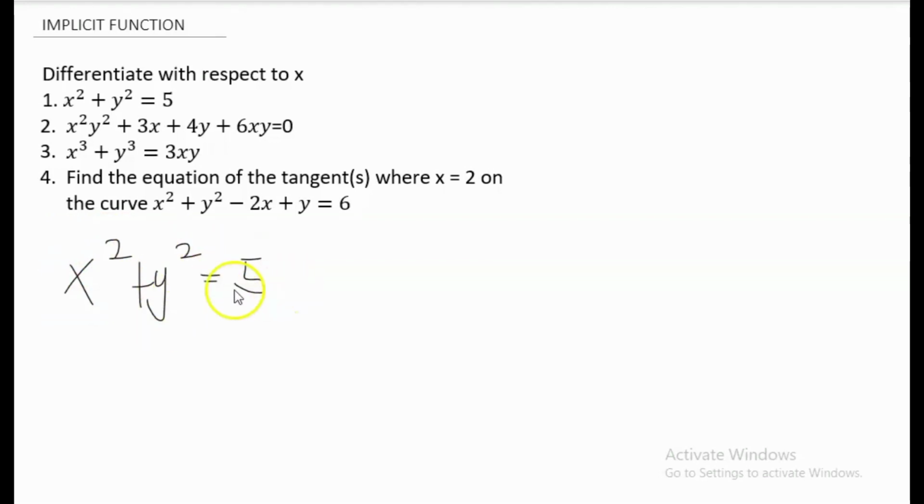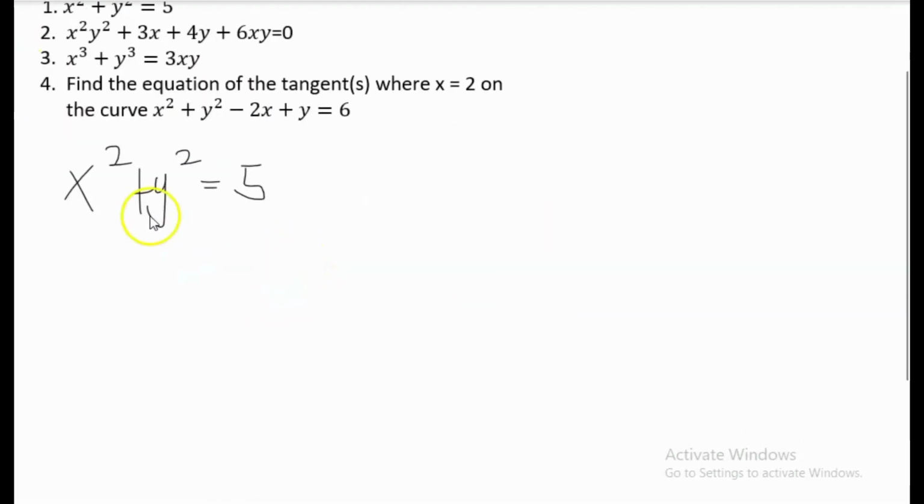Okay, so now you would note that there's a difference between this and your normal derivative question. Normally you would have y equals, let's say, something like 4x squared, and this would give you 8x, and that would be your answer when you differentiate. But now we have y here. So how exactly are we going to differentiate it? It's simple. We're going to differentiate x normally, then wherever we see y, we're going to differentiate that just a bit differently. So let's do that.